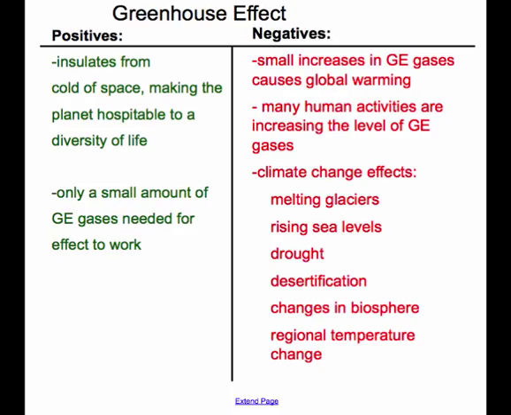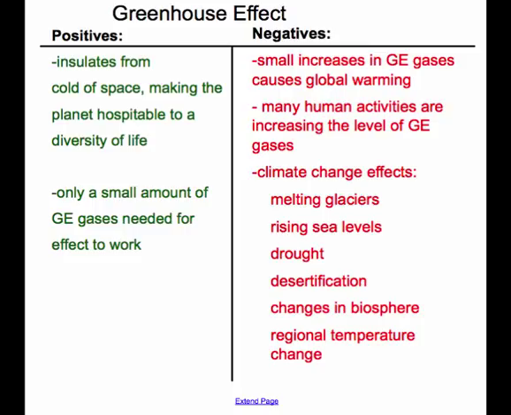Okay, so let's talk about the positives and the negatives of the greenhouse effect. Probably the easiest way to look at this would be a simple T-chart. So the greenhouse effect is a good thing. It insulates us from the cold of space, making the planet hospitable or able to be supporting significant diversity of life. Only a small amount of greenhouse gases are needed for this effect to work. So that's why a lot of times when the greenhouse effect is talked about now, it seems like a bad thing, but that's because there's more gases being put into the atmosphere that wouldn't be there naturally at those levels.